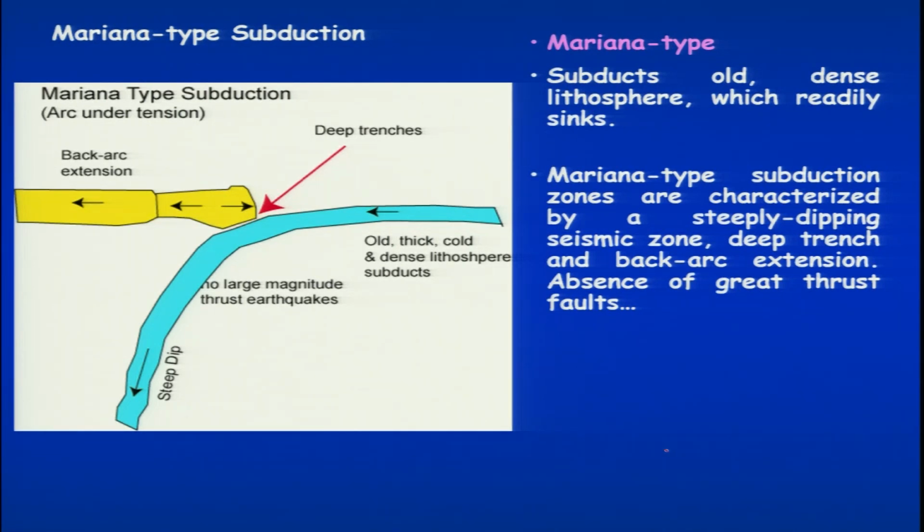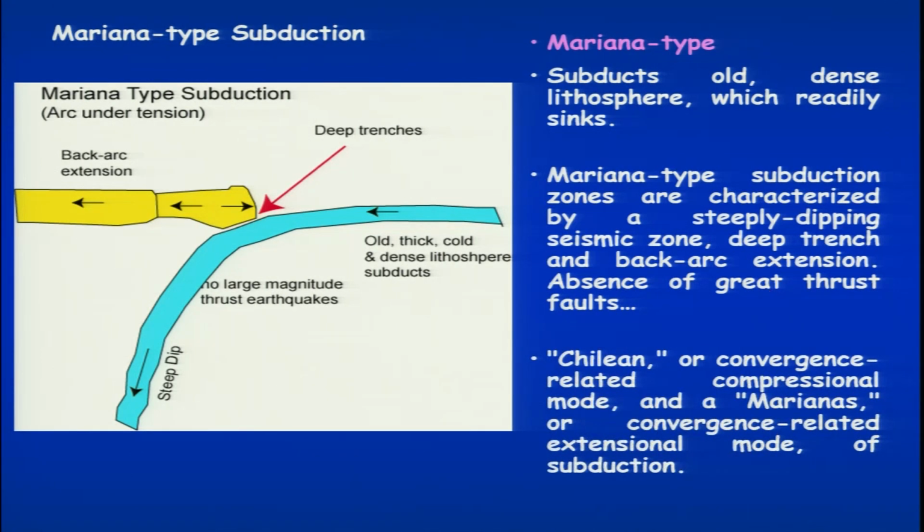Okay. So this type of area will not trigger large or great magnitude earthquakes. So Chilean is the convergence related compressional mode and the Marianas is the convergence related extensional mode of the subduction zone. This is basically what we are looking at in convergent plate boundaries. So the basic difference you should remember is that everything is related to the seismic zone.